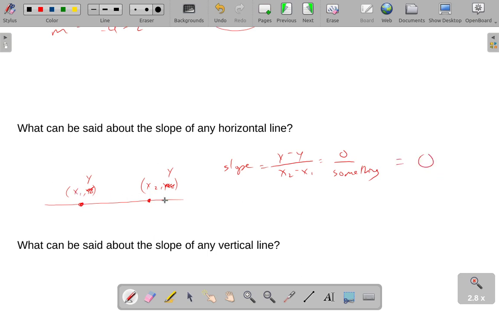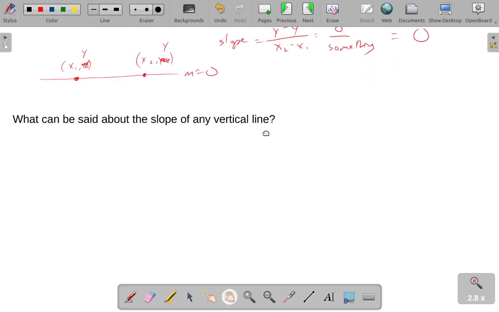I don't know exactly what number that would be, but as long as I'm not choosing the same point, it's going to be something other than 0. 0 divided by something gives me 0. So that means if we have a horizontal line, necessarily the slope must be 0.